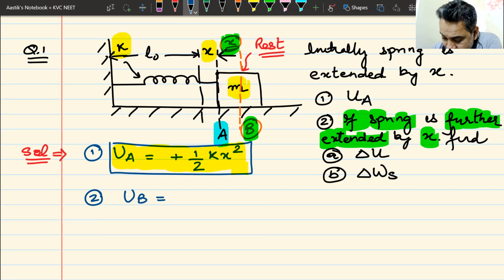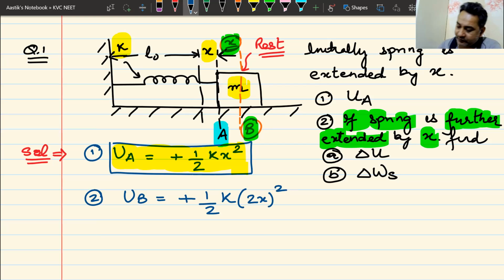Remember. So what is the potential energy now? Plus half K into 2X squared. Remember, the total extension is 2X. Now this becomes plus half into K into 2X squared, 4X squared. If I cut it down, I will have 2 times Kx squared. That is the final potential energy UB.